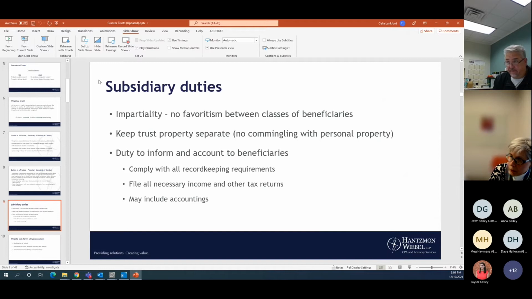You have some other duties. We're not going to spend a lot of time on them, but you need to be impartial: if there's more than one beneficiary, you need to be fair to all the beneficiaries. You're not going to combine the trust property with your personal assets. And then you have the duty to inform and account to the beneficiaries, keep accurate records, file the tax returns for income and other things, and maybe provide some accountings.